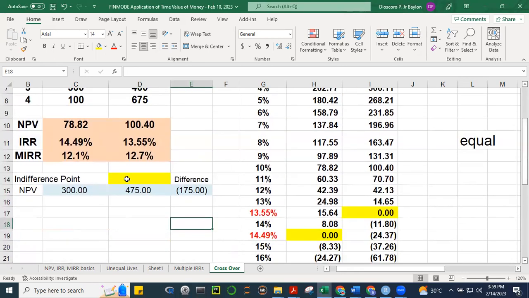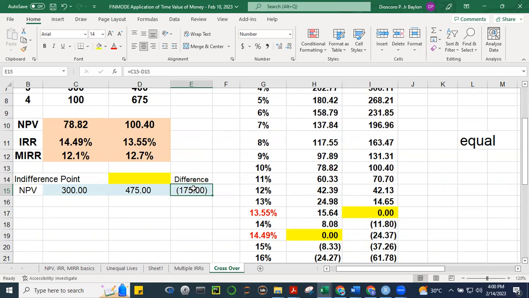Ano ba dapat yung rate na to para dapat yung NPVs nila pareho? Kasi kung pareho yung NPVs nila, then we are what we call indifferent to choosing between project S and project L. Okay? So if their NPVs are the same, therefore their difference should be equal to 0. So that's what we want. Ano tong rate na to para equal tong dalawang to? Or if they're the same, dapat yung difference nila 0.